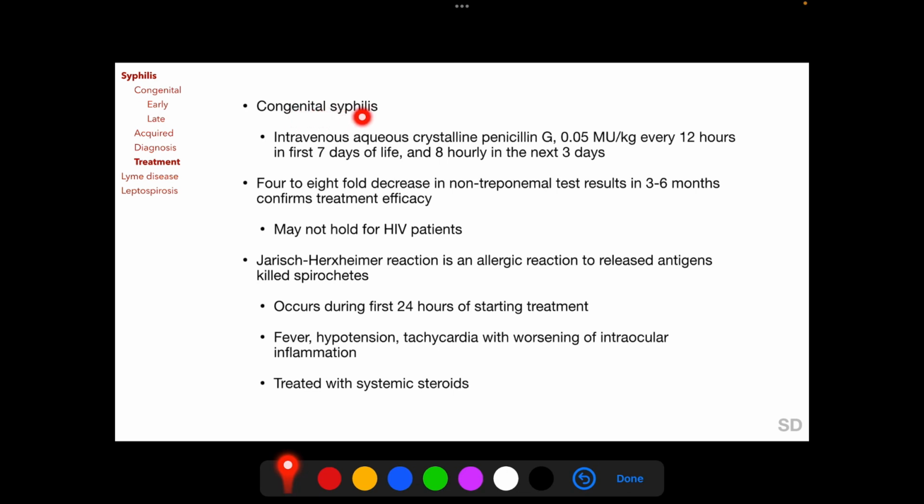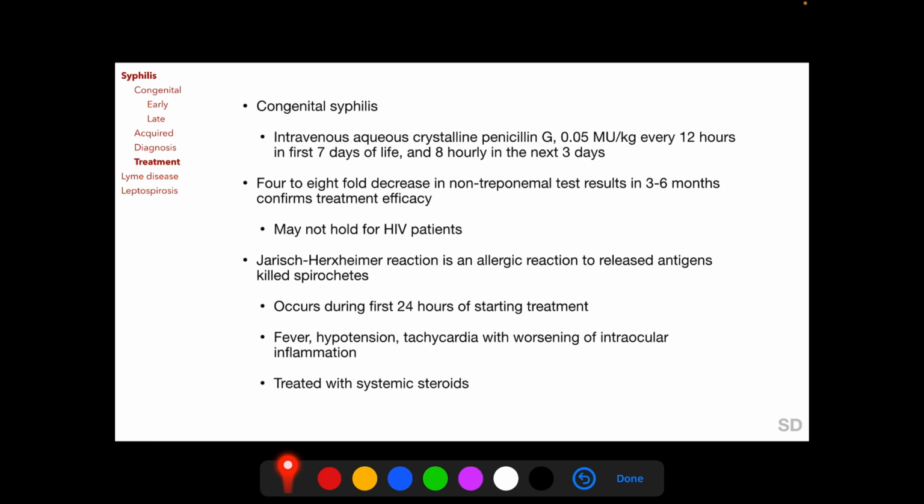Congenital syphilis is also treated with intravenous aqueous crystalline penicillin G, and the dosage is 0.05 million units per kilogram every 12 hours in the first 7 days of life and 8 hourly in the next 3 days. A 4 to 8-fold decrease in non-treponemal test result within 3 to 6 months confirms treatment efficacy. But this may not hold for HIV patients who may have abnormal serology results.